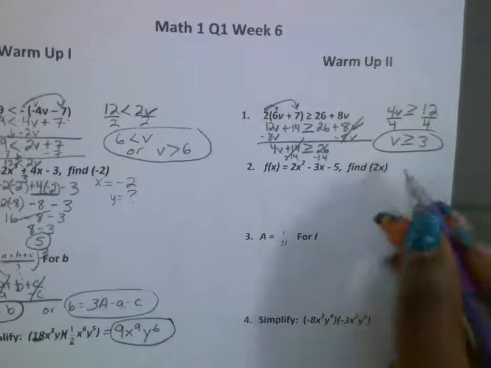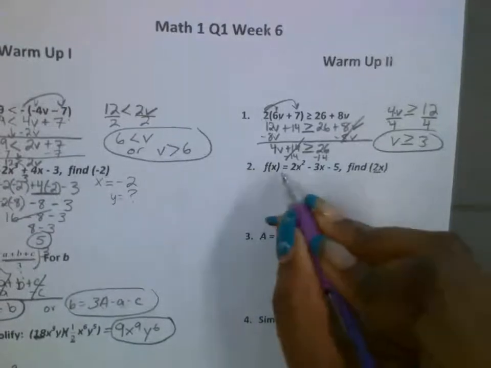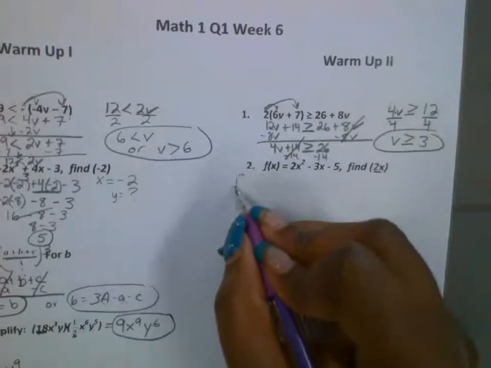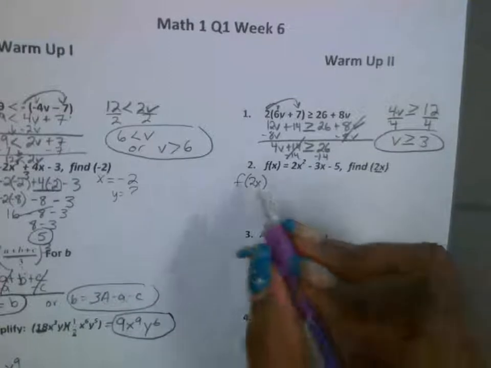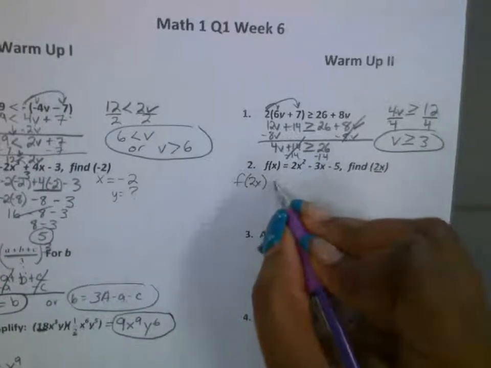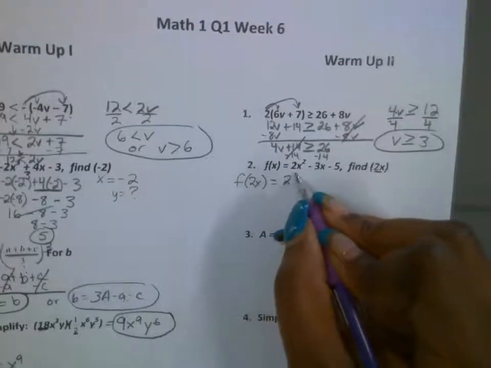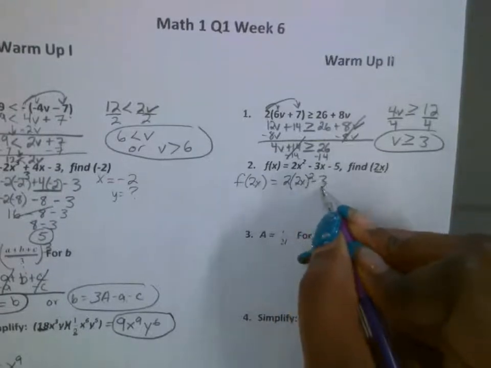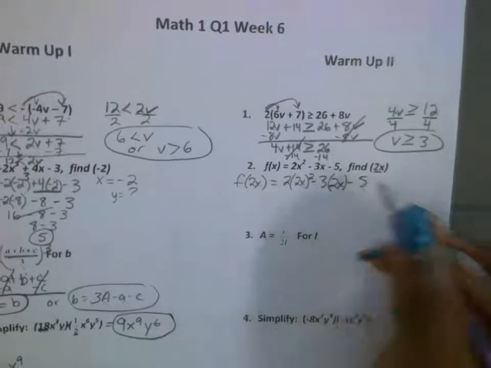For this next one, whatever number's in the parentheses, that's going to be the value for x. So everywhere you see x, you're going to replace it with 2x. So this is f of 2x. We're trying to figure out what y is when x is equal to 2x. So now everywhere we see x, we're going to put 2x. So we got x times, we got 2x, bring down the square, minus 3 times 2x minus 5.